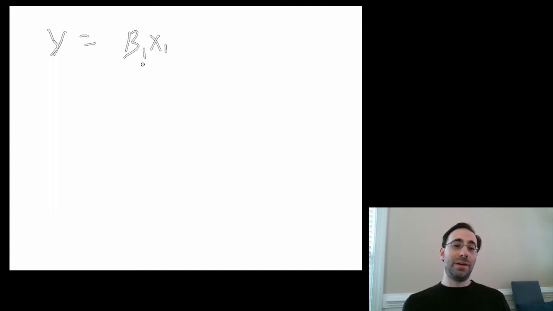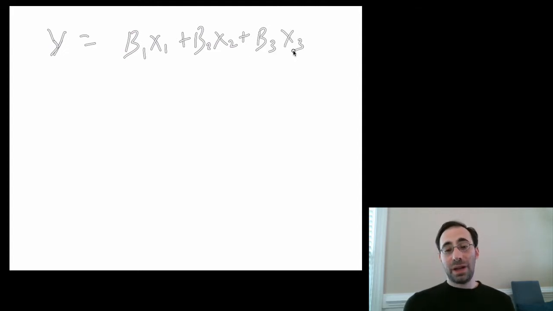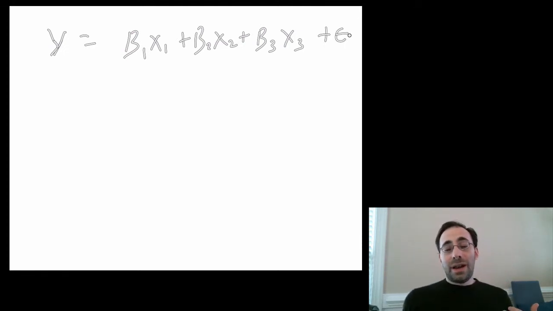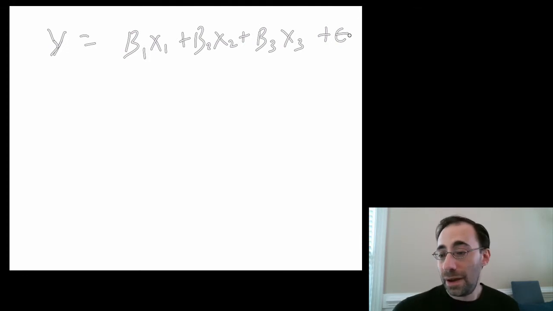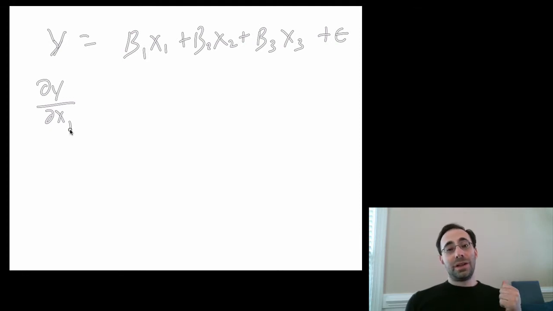But remember, back when we did matrices in the previous part of the course, we created a matrix X that contained a whole lot of variables, right? More than one independent variable. We can write that outside of a matrix like this. So this would be a dependent variable y that's a function of three different independent variables, x1, x2, and x3, in a linear fashion. And here's the error term. Now remember, the partial derivative of y with respect to x1 is by definition the derivative of y with respect to x1 holding all other variables constant.